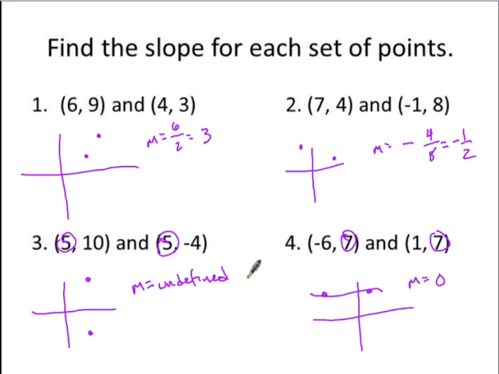So I got 3, -1/2, undefined, and 0. You'll notice on undefined and 0, if the x values are the same, that's going to be a vertical line. Okay, so that's going to be undefined. If the y values are the same, that's going to be a horizontal line, and the slope there is 0.